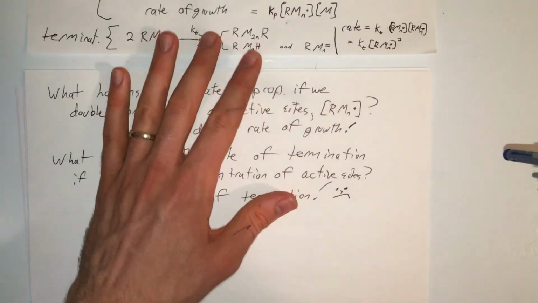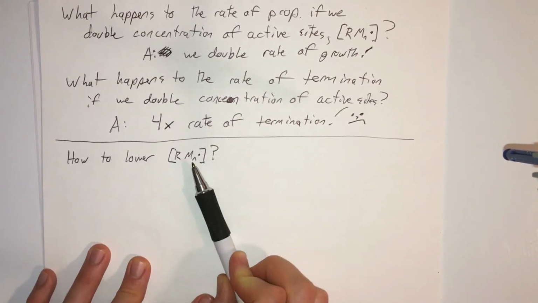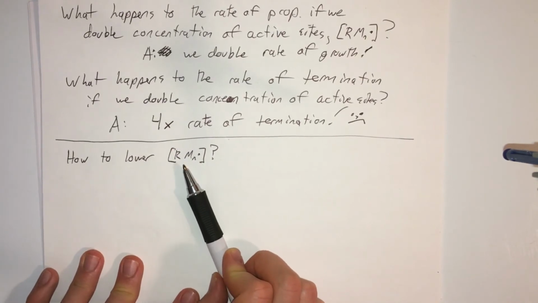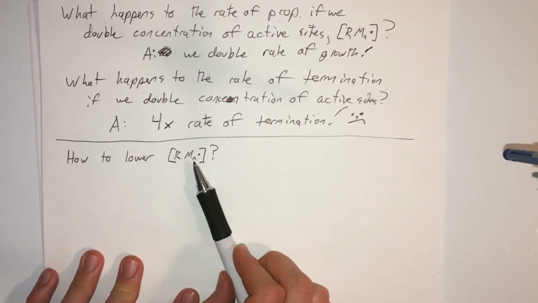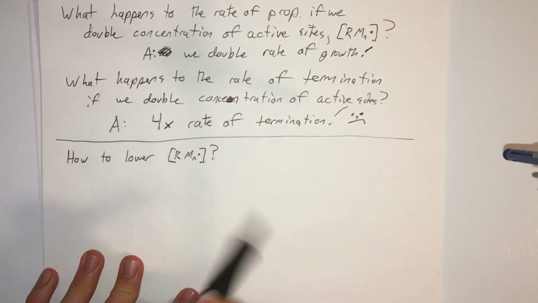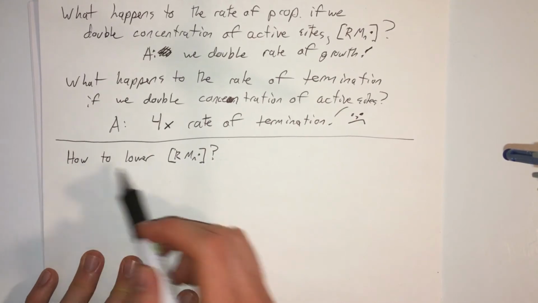All right, so now here's the question: how do we lower the concentration of active sites? Well, lowering the concentration of active sites will increase our molecular weight. So that's what we want. But the question is, how do we do that?